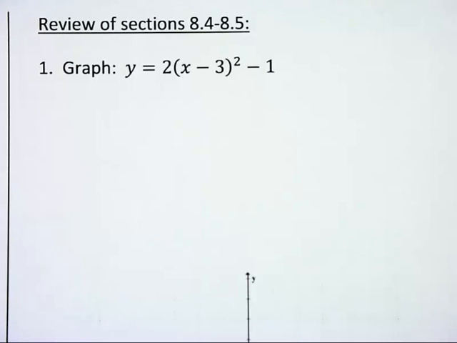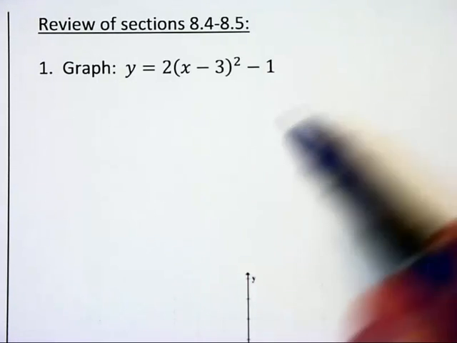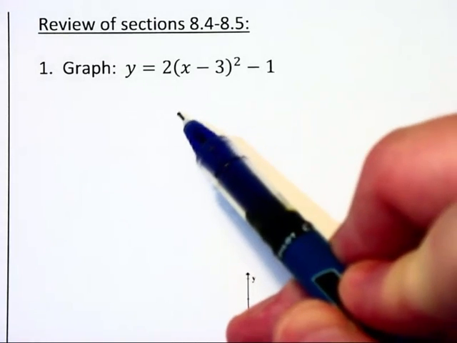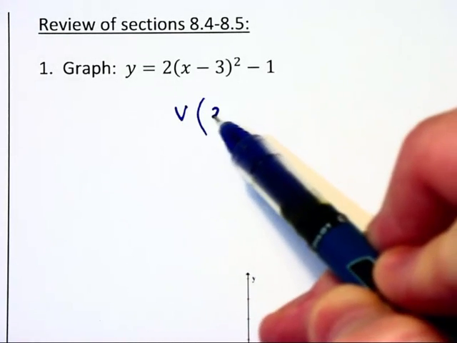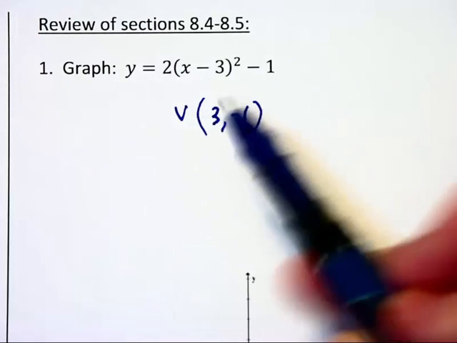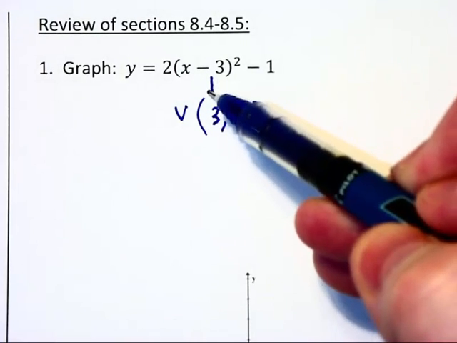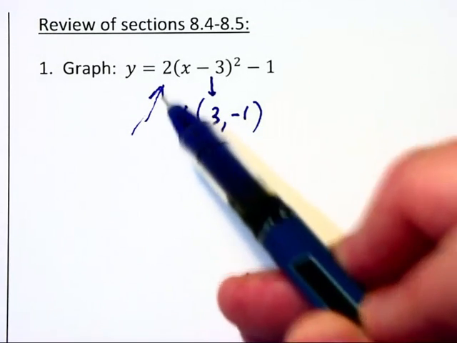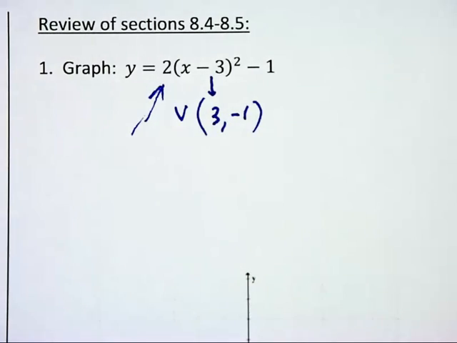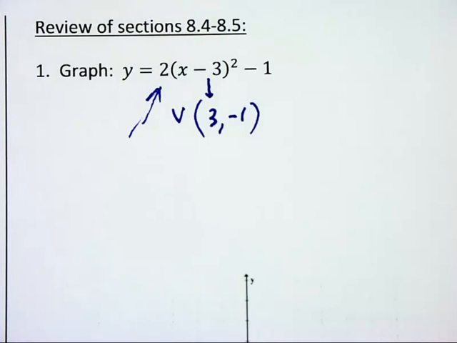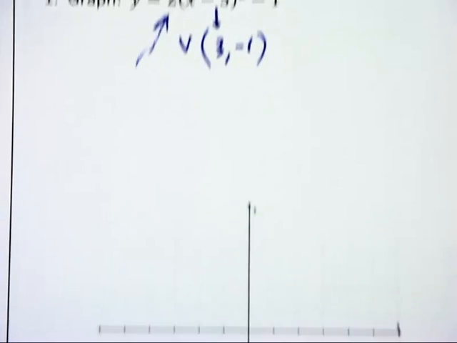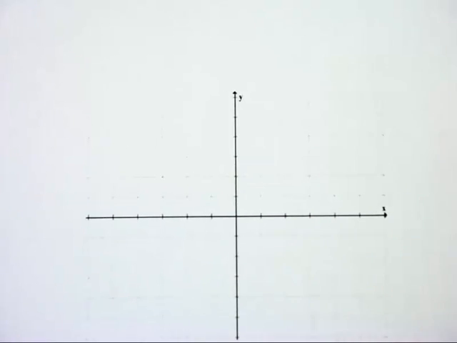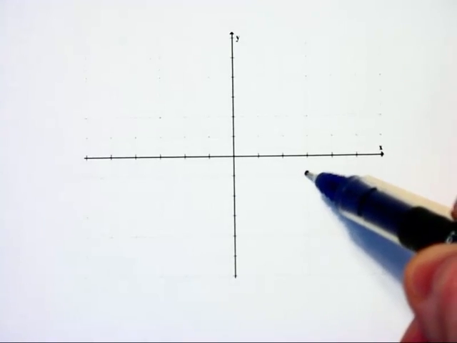Now let's review all of our graphing here. First thing I want to do is identify my vertex, which is going to be at positive 3, negative 1, changing the sign of that negative 3 to the positive 3 in the vertex. This 2 out in front, because it's positive, tells me that this graph is going to open upward and be a little bit steep. So let's first plot the vertex at 3, negative 1.